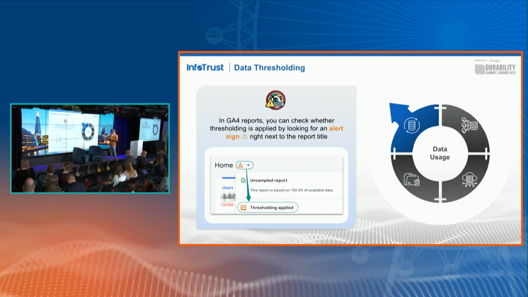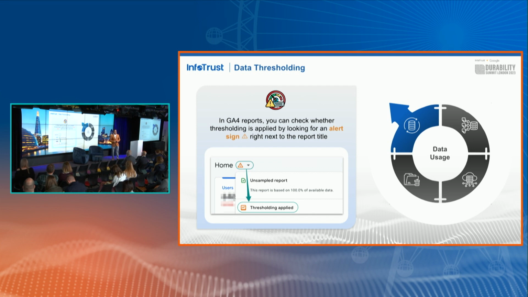Lastly, from a data usage perspective, I'd like to call out the introduction of data thresholding within GA4. If you're looking at a GA4 report and you see that alert symbol, the yellow one, note that data thresholding might be applied. This is basically a feature to prevent the identification of a user, because GA is not intended to be used as an individual consumer analysis tool. It's more of an aggregated insights tool, right?